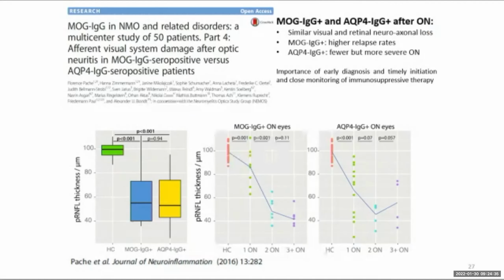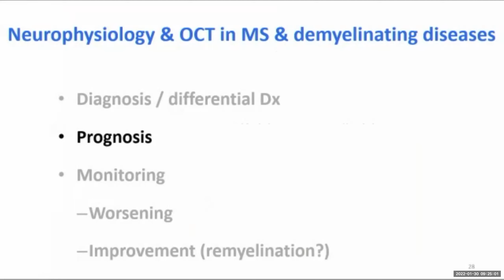Also, in this other study, we could see the demonstration that in MOG IgG, the accumulation of different episodes of optic neuritis leads to a very severe axonal loss. So treatment must be very early and aggressive also in these patients to prevent the accumulation of attacks and of axonal damage. But axonal damage is also an important prognostic factor. This is quite relevant if we consider OCT, for example.